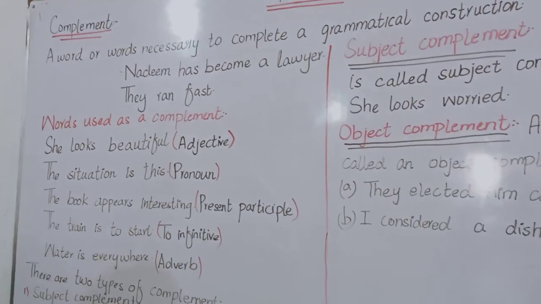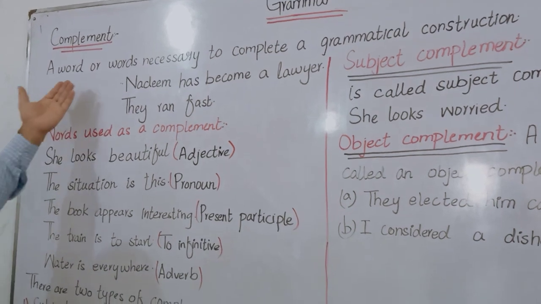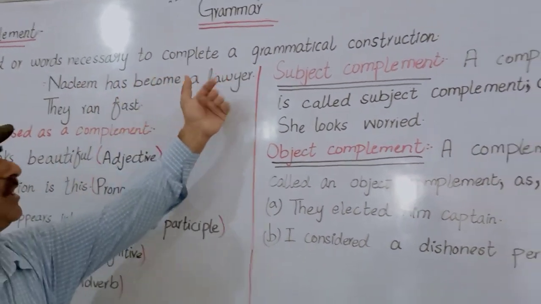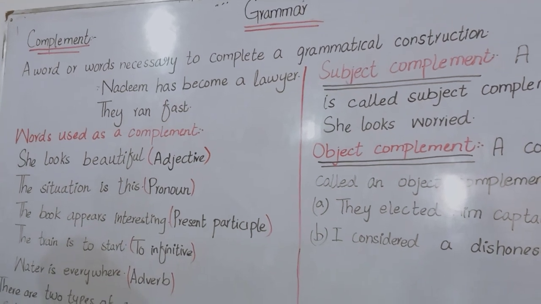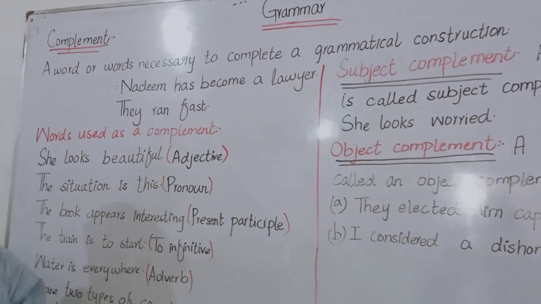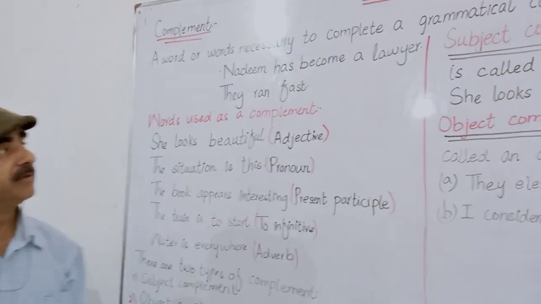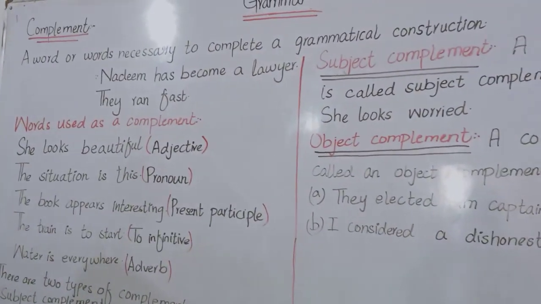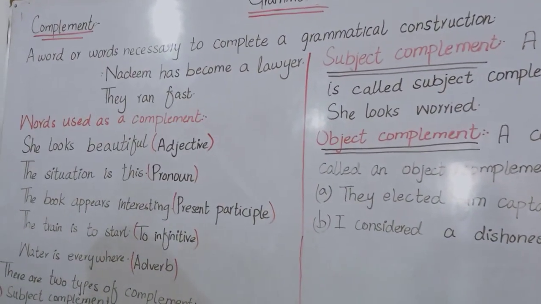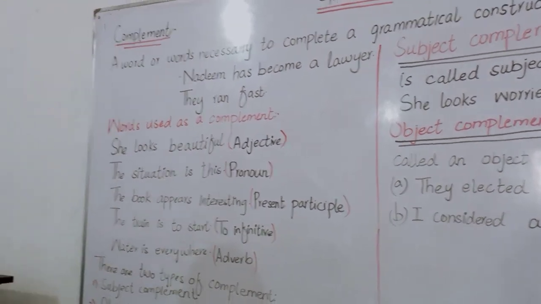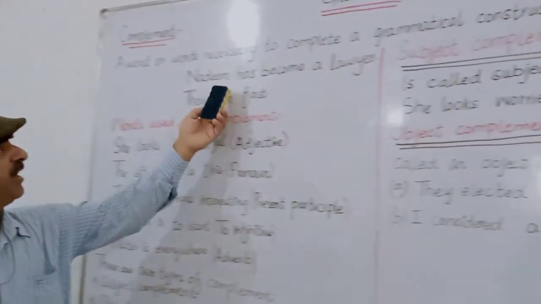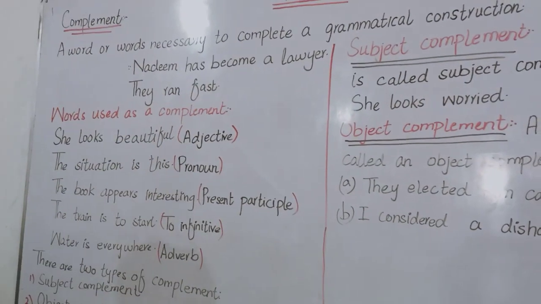Complement. What is a complement? A word or words necessary to complete a grammatical construction, or a word that completes a subject. That may be a complement. For example, Nadeem has become a liar.